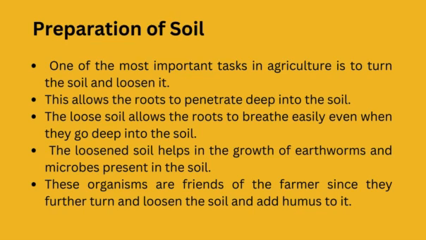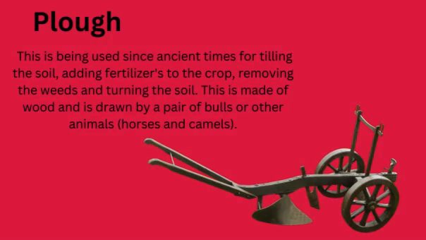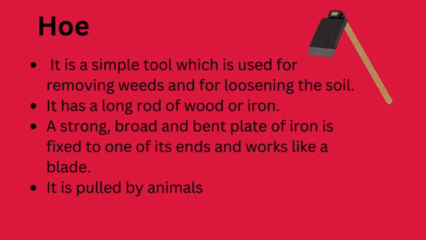The process of loosening and turning of the soil is called tilling or ploughing. This is done by using a plough. This has been used since ancient times for tilling the soil, adding fertilizers to the crop, removing the weeds and turning the soil. It is made of wood and is drawn by a pair of bulls or other animals, horses and camels. Hoe. A hoe is a simple tool which is used for removing weeds and for loosening the soil.